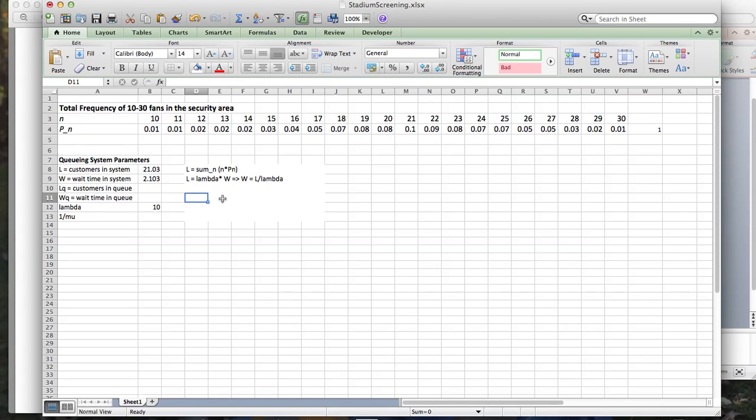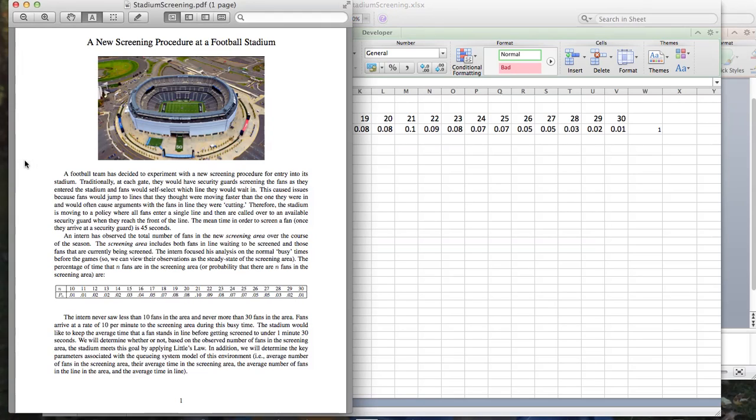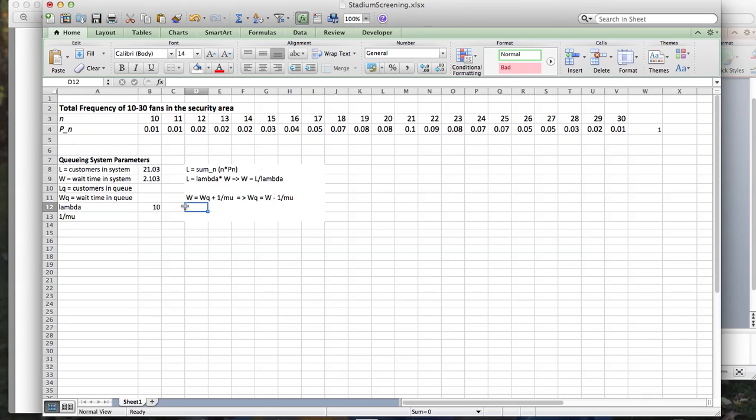So we can use the equation that W is equal to WQ plus 1 over mu, so this is WQ. In order to calculate WQ, this implies that WQ is equal to W minus 1 over mu. Now we're given 1 over mu, right? If I look at the problem description, the mean time to screen a fan is 45 seconds. So I'm going to plug in some value for 1 over mu.